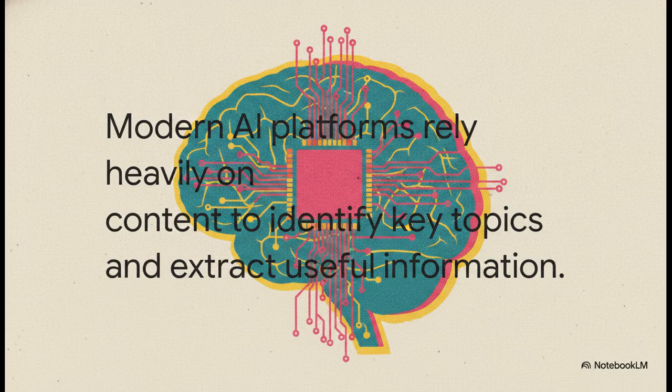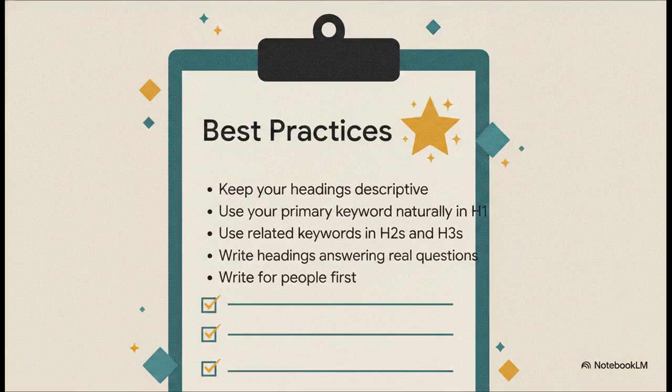It's that simple. So let's summarize the absolute best practices you should take away from this explainer. Keep your headings highly descriptive. Use your primary keyword naturally in your H1, and sprinkle related keywords into your H2s and H3s only where they actually make sense. Use your headings to answer real questions people have. Maintain a clear step-by-step hierarchy. And above all else, write for people first. Search engines are getting smarter every single day, and they increasingly reward content that is genuinely helpful to humans.